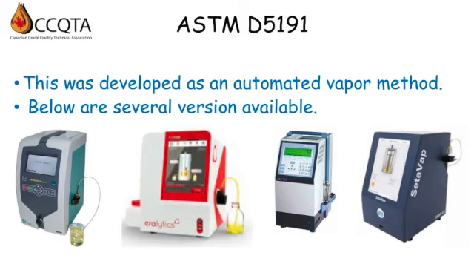Next, let's look at ASTM D5191. This was developed as an automated vapor pressure method to remove some of the operator-related variability out of the manual RVP method. It was effectively a miniaturized version of the RVP. It is still commonly used for fuel specifications and some condensate specifications. However, the applicability for condensate has come into question recently due to the light end composition.